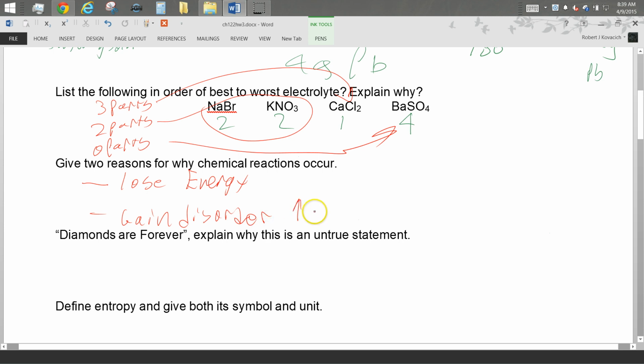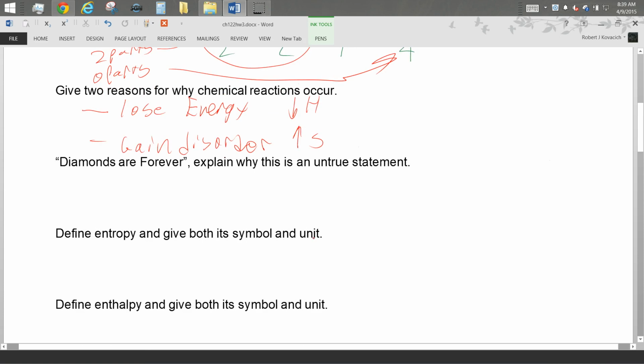So increase my S and decrease my H. All right. So, diamonds are forever. What's wrong with this? They're not.